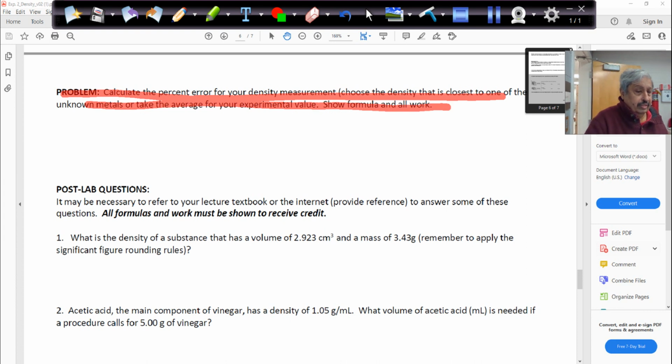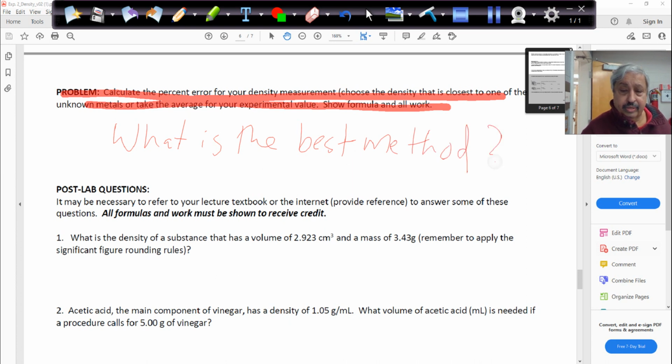Okay, don't take the average of those two densities. Okay, guys, but you have to tell me here, when you take it out, what the best method is. So the question is, what is the best method? Whether it's displacement or dimension.